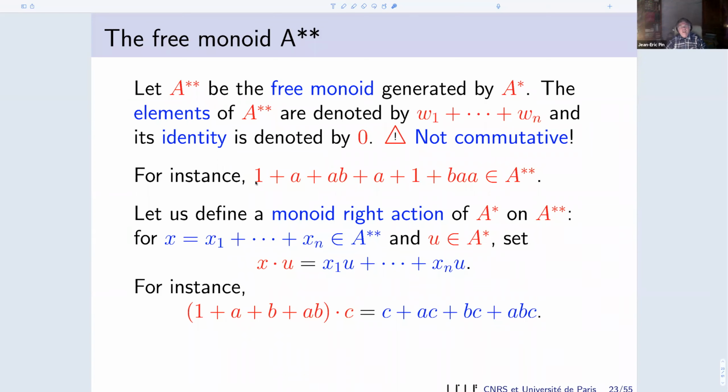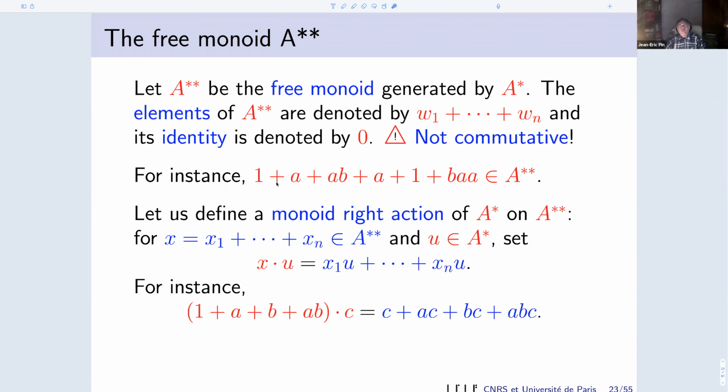So there is a typical element of A star star. You see that you have 1 plus A plus AB plus A plus 1 is BA. Observe that the 1 and 1 here are the identity of A star, so they're words, and you cannot suppress them. And I guess it's a little bit like if you were talking about words and phrases. Yes, in a sense, yes.